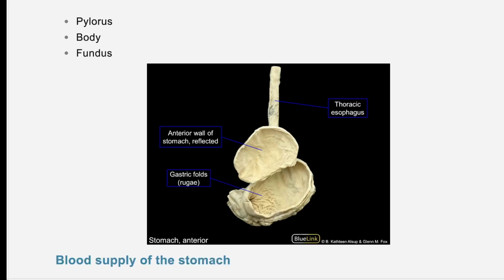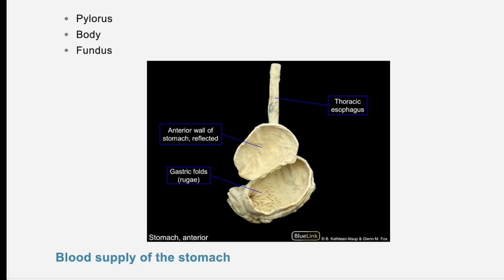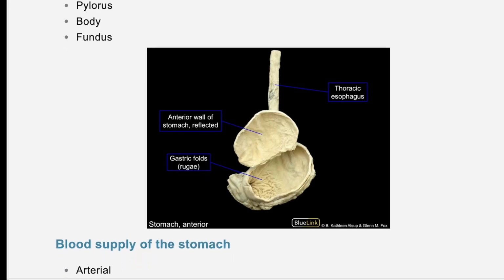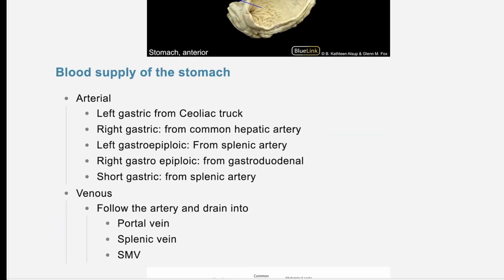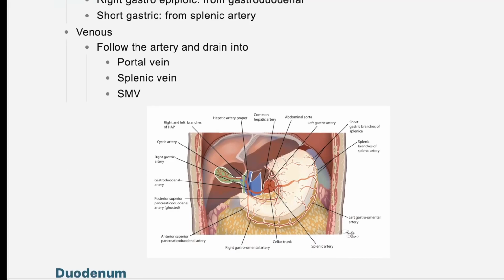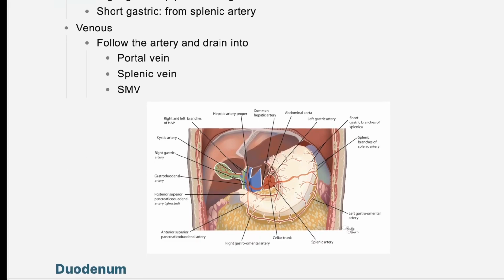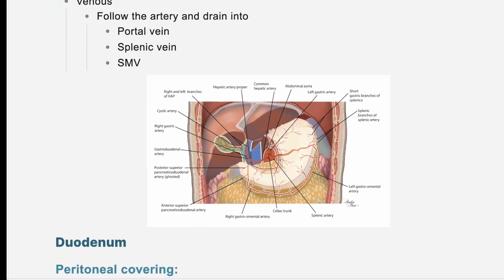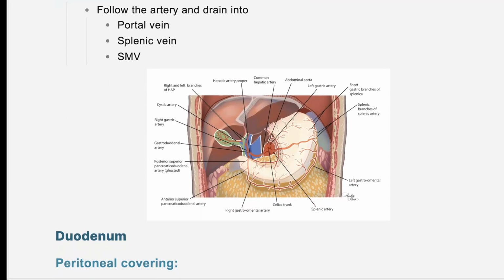The venous drainage will follow the arterial blood supply and will drain into the superior mesenteric vein and portal vein at the end. Or of course, the splenic vein as well, and then the portal vein at the end. Yeah, that's the blood supply. You can go back to the video if you want to revise the explanation for that, but here we're just answering questions.